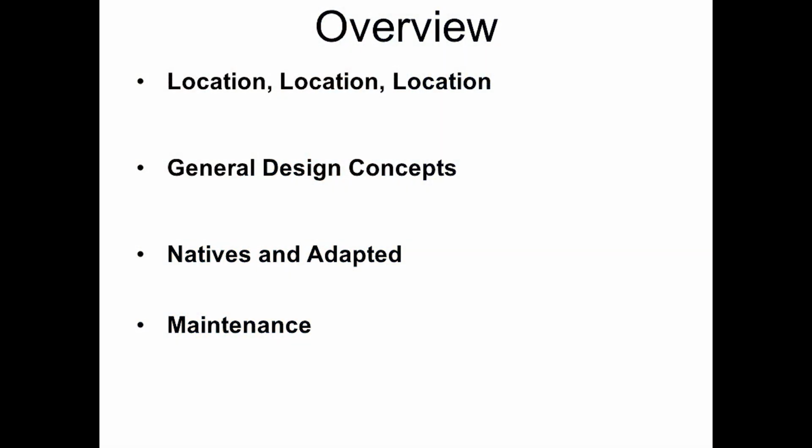Okay. Well, when we're talking about landscape design, it's a piece of property, which means location, location, location. Okay? Talk a little bit about the general concepts that we're going to need to make sure the yard looks at least halfway decent. Then we'll talk a little bit about native and adaptive plants and what that means and what we're going to try and suggest for various things. And then talk about maintenance.